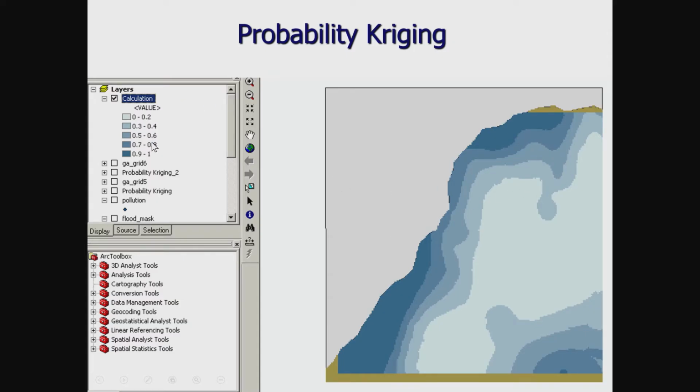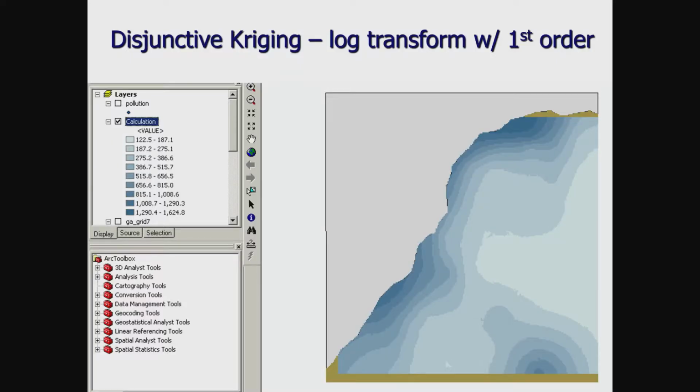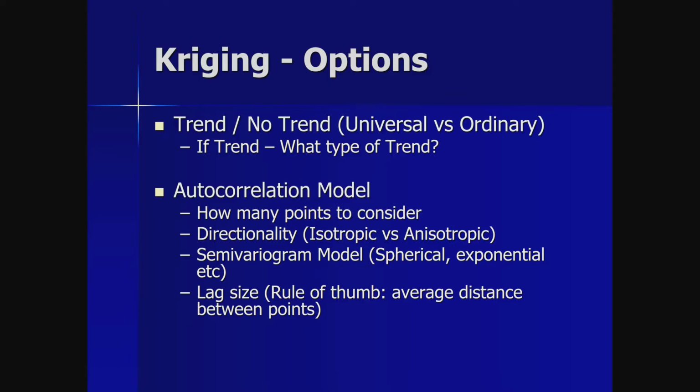So these values represent the probability of the value exceeding a certain threshold. So instead of showing you the actual value, you say, okay, well, this value is almost for sure above a certain threshold, whereas these values we're less confident they're above a certain threshold. There's the standard error, and like I said, we're going to skip disjunctive kriging. Did co-kriging now. These are the things that you should.